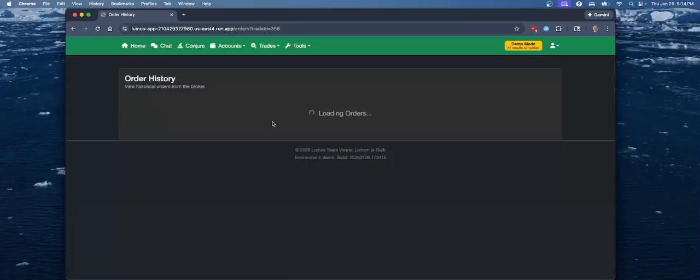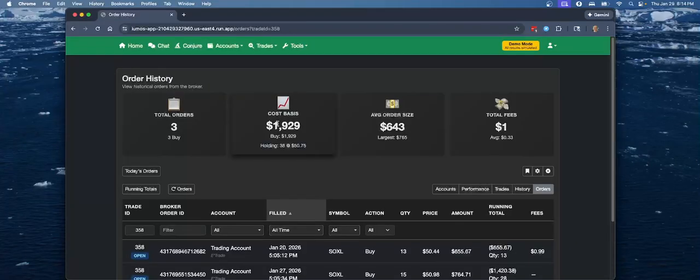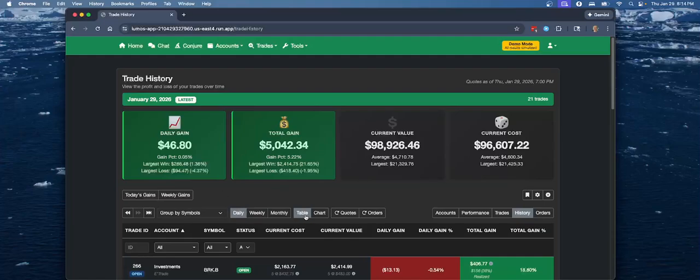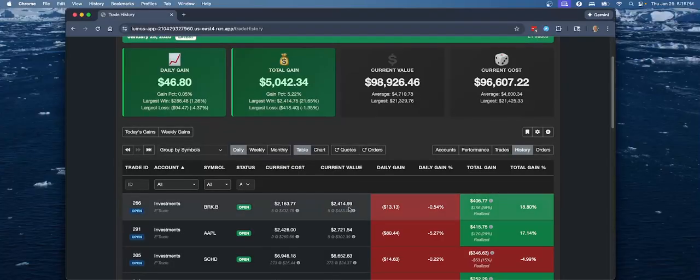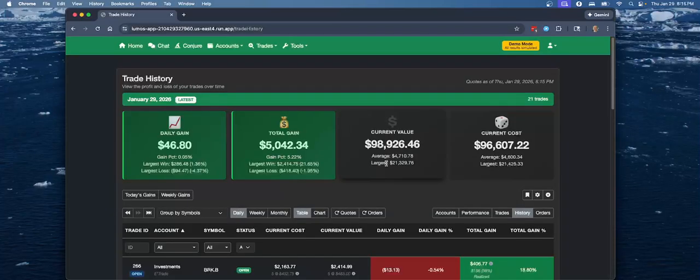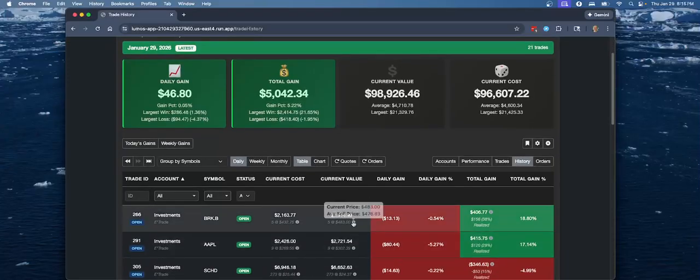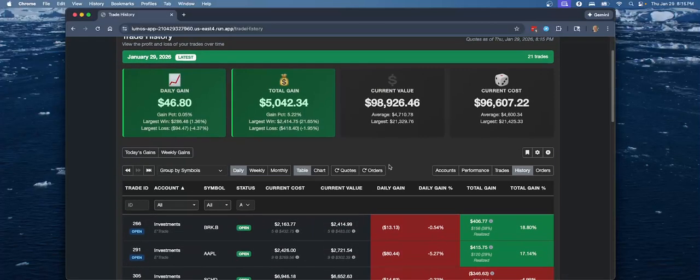You can click refresh. It'll load, look out, and see if any new orders were created in the system. Same on these other views, right? So you can refresh orders. Refresh quotes here. Since we're showing current value, the price might have changed. So you can just do a quick refresh of quotes, and if the price changed, it will update that from the broker as well.